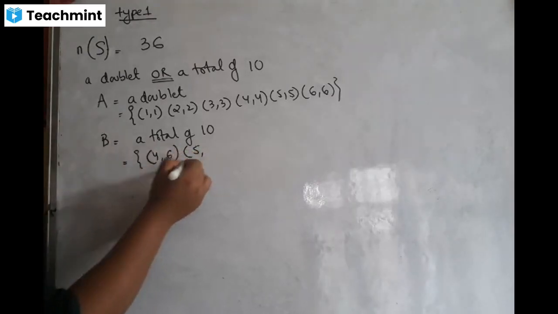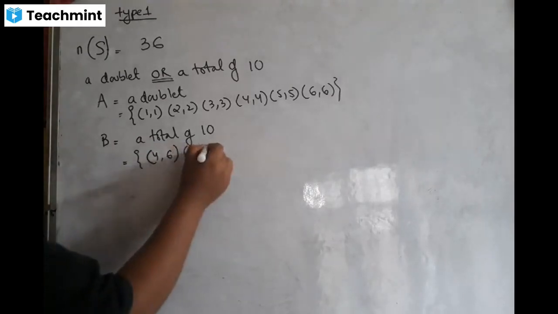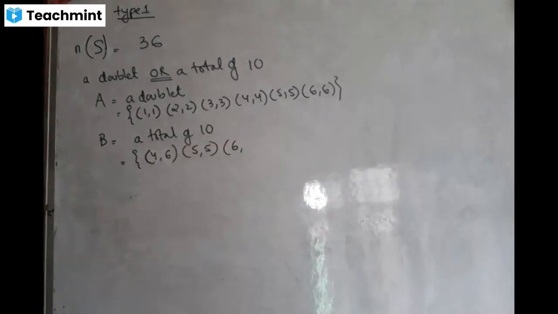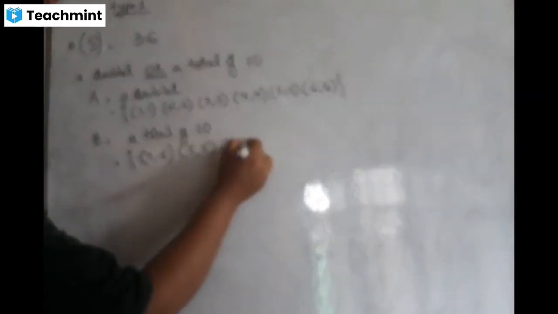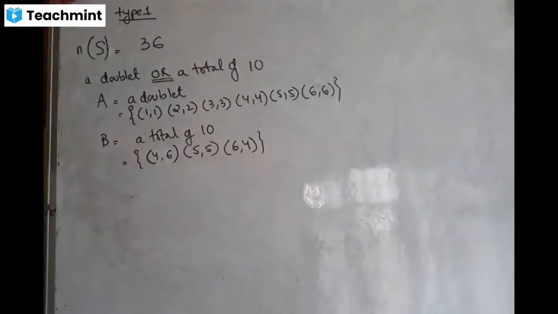If I get 5 in the first die, what must I get in the second die? 5. Very good. If I get 6 in the first die, what must I get in the second die? 4. This is it. That means this is it. Is that clear?